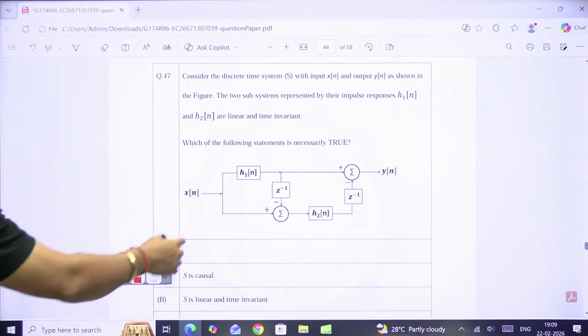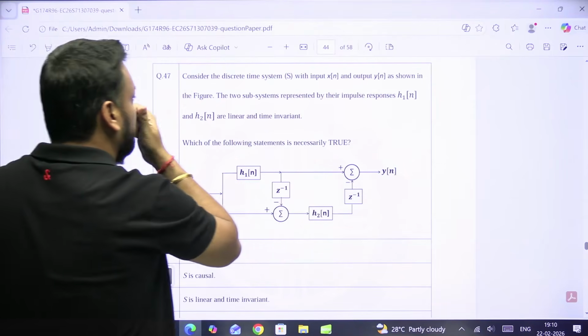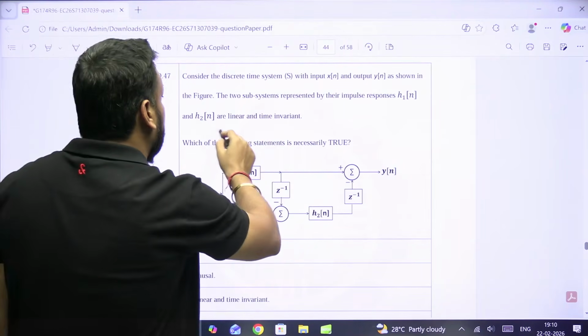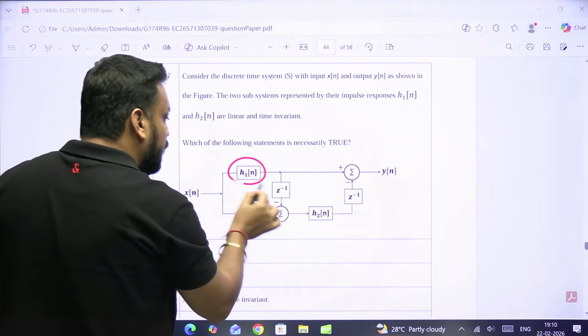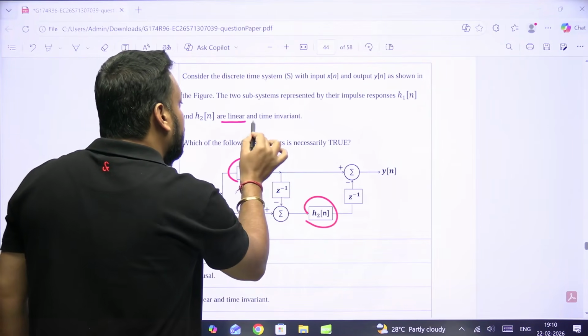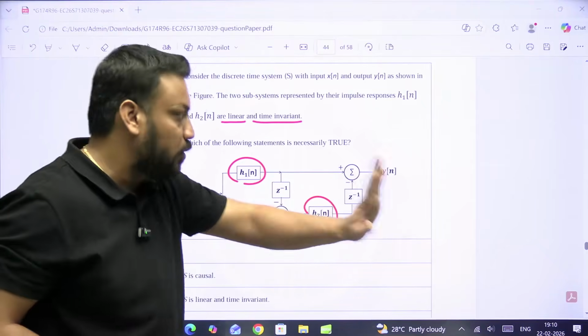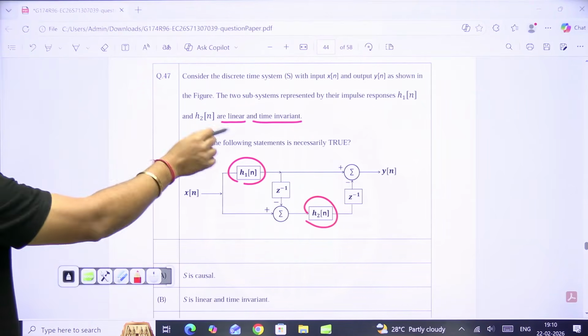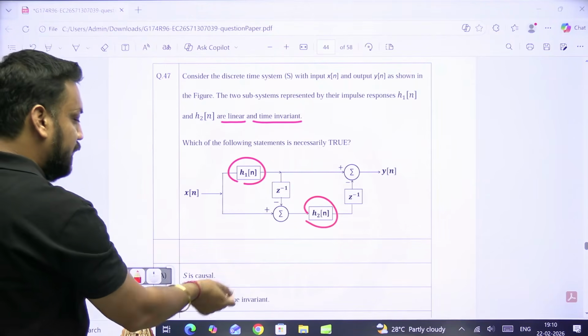Why, sir? Because, beta, see what is given here. It is written: consider the discrete time system with the input x[n] and output y[n] shown in the figure. The two subsystems represented by h1[n] and h2[n] are linear and time invariant. The examiner is saying that both h1[n] and h2[n] are linear and time invariant, meaning these are LTI systems, okay sir. Now students, which of the following statements is true about the system S? S is causal, S is linear, time invariant, what?